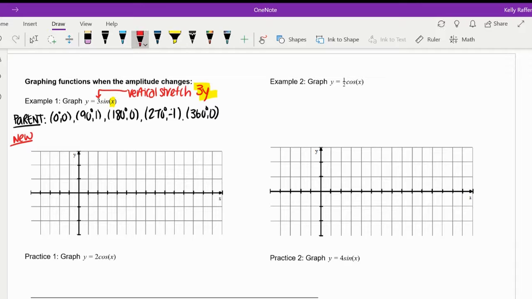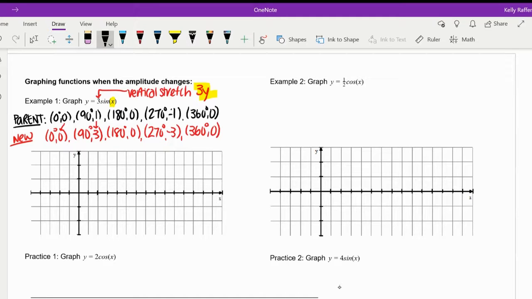So our new points, all of our y values are going to change. So 1 will change, 0 didn't change, right? All the zeros are going to stay the same. These are all degrees. And our 1s will essentially turn into 3s. So now I'm going to graph this on my graph.